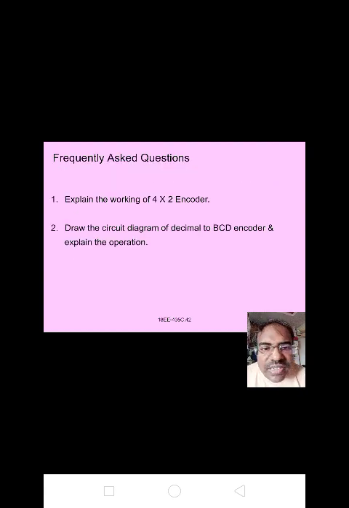Next, frequently asked questions. Explain the working of 4x2 encoder. Next, draw the circuit diagram of decimal to BCD encoder, or 10 to 4 encoder, and explain the operation. Please make a note of these two questions and complete the assignment by tomorrow. Next, I will inform you some of the important concepts regarding the encoder.